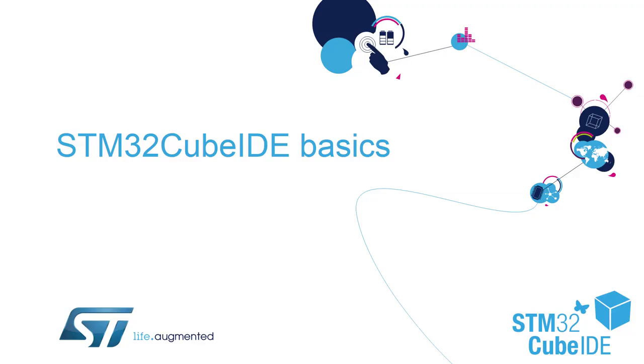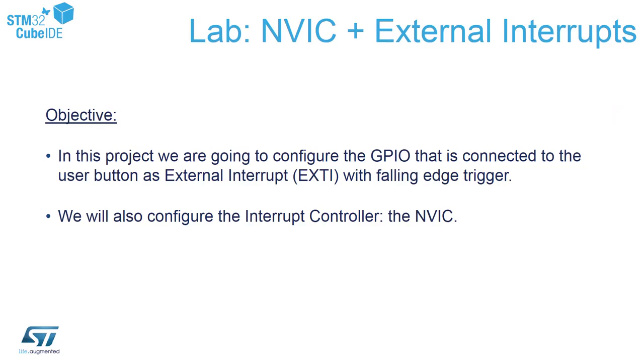Our STM32CubeIDE Basics training session. In this part, I will demonstrate how to create a project using STM32CubeIDE and HAL libraries for G0 family to use external interrupts to control our LED on board. The objective of this session is to properly configure I/O line to work as an external interrupt source and use it to control our LED.